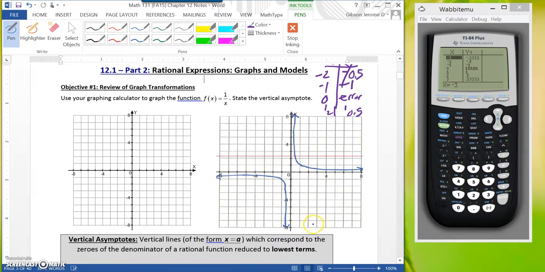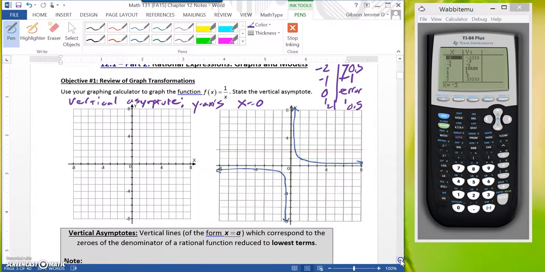Now, our answer here would be, because we want the vertical asymptote, it's the vertical asymptote. I forgot the P here, asymptote, and then it'll be the y-axis, and the vertical asymptote is just where the graph does not hit, and x is equal to 0. So this would be your final answer as your vertical asymptote.